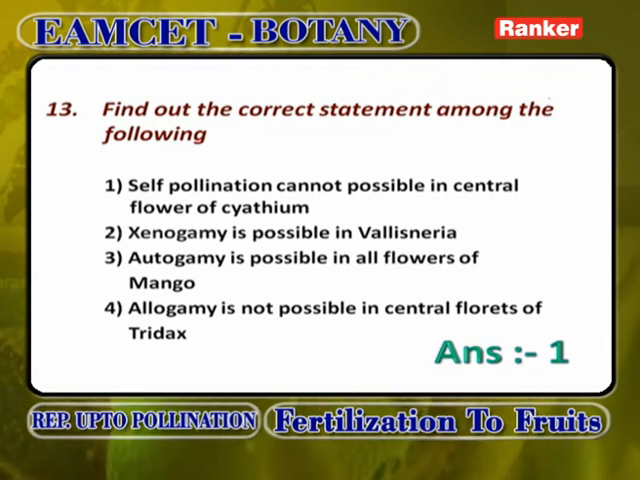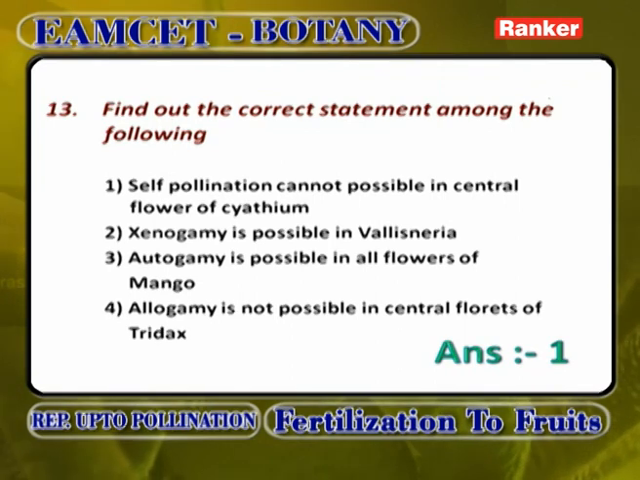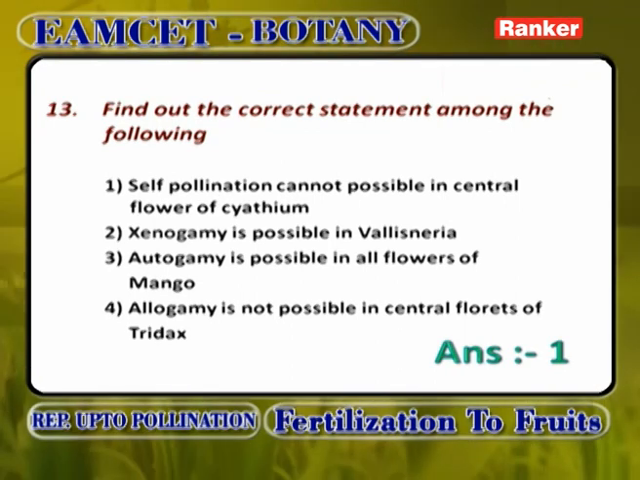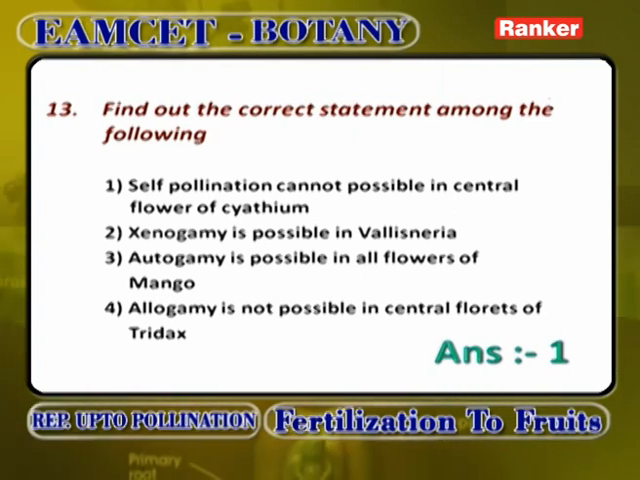Autogamy is possible in all flowers of mango is also correct because bisexual flowers, female flowers and male flowers are present. Allogamy is not possible in the central florets of Asteraceae. In central florets of Asteraceae, allogamy may not be possible.